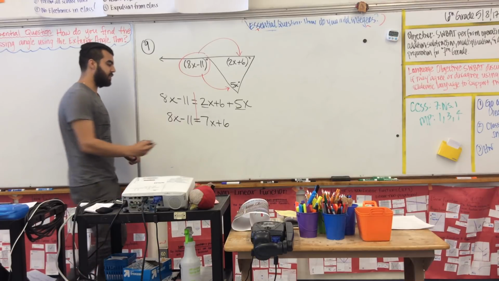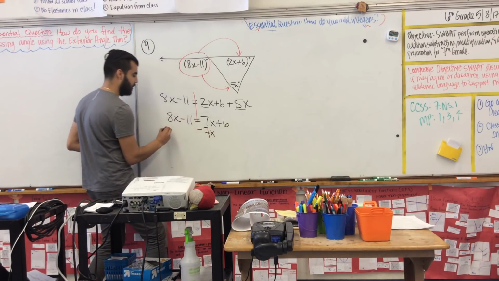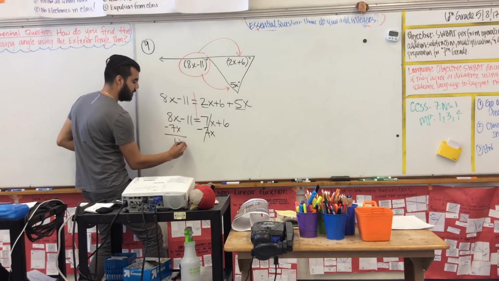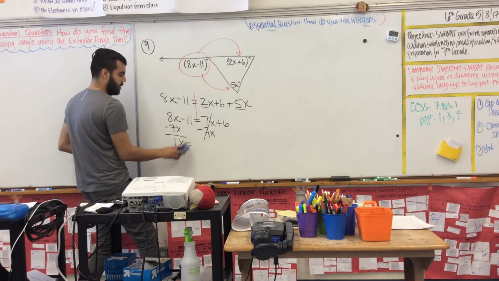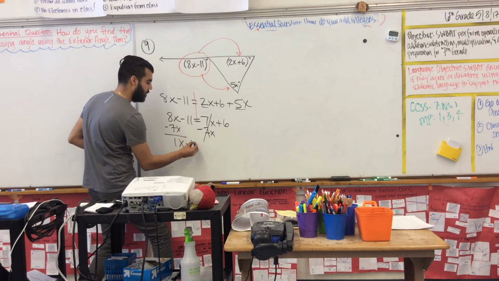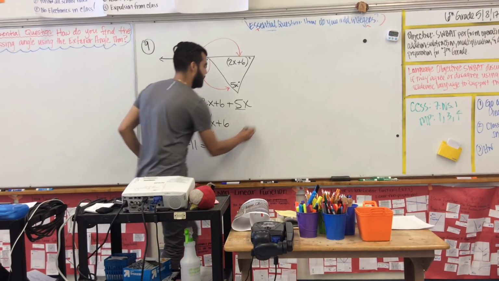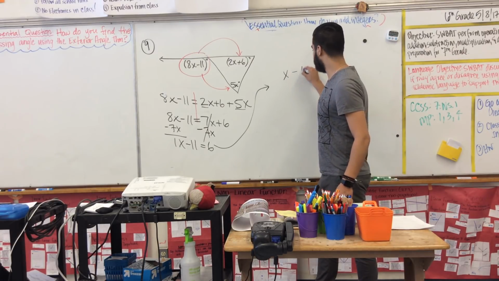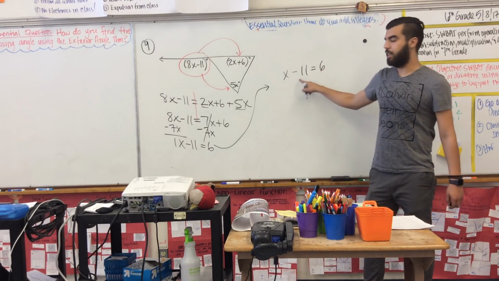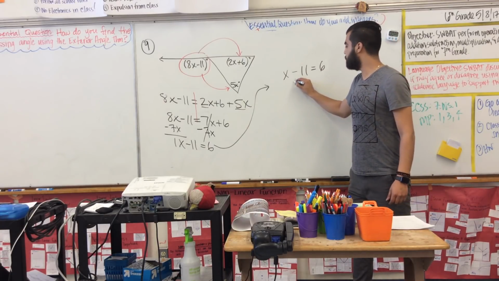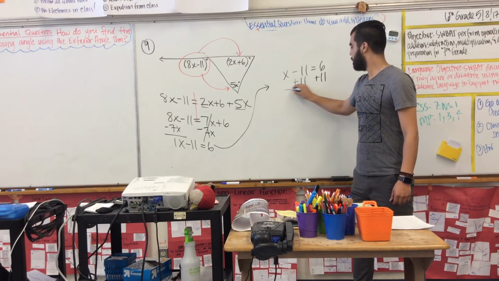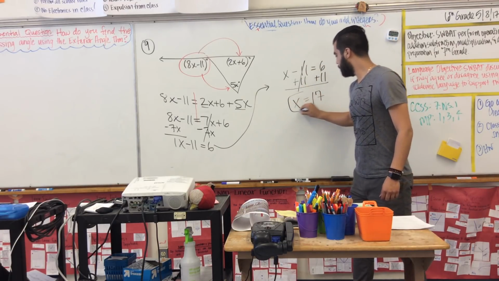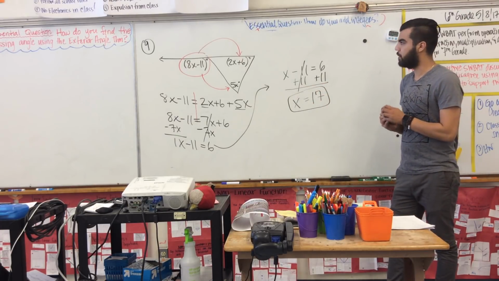This 7x has to come over to this side, so I'm going to do the inverse, which is minus 7x. This cancels. This becomes 1x, which equals 1x minus 11, which equals 6. Let's go ahead and move over to this side. I have 1x, which I can just write x minus 11 equals 6. I need to move this negative 11 to the other side, so the inverse is plus 11. So x equals 17 for this one. X equals 17 for this problem, for number 9.